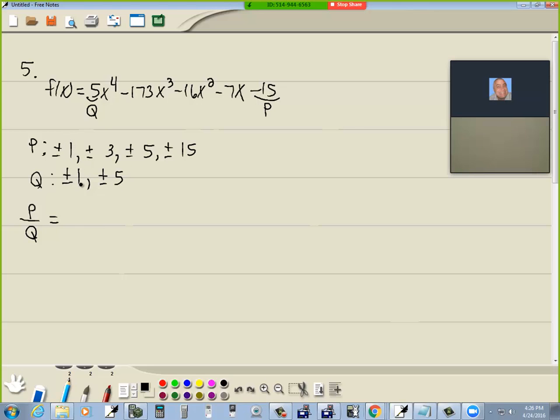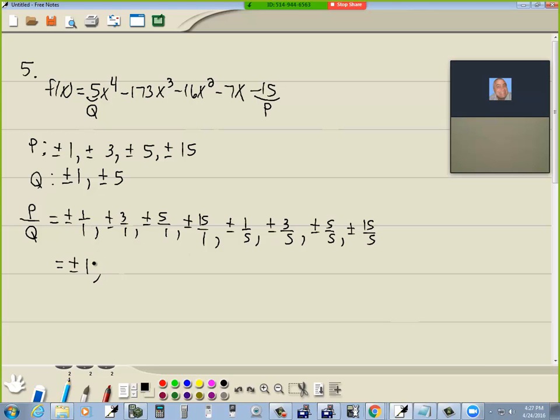So I'll start here, 1 over 1. And you only need 1 plus or minus. 3 over 1. 5 over 1. And 15 over 1. So I took each value of P and put it over this value of Q. Then I'll take each one of these values and put it over 5. So I got 1 over 5, 3 over 5, 5 over 5, and 15 over 5.